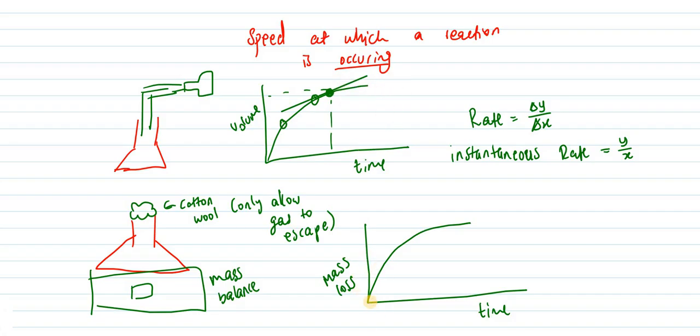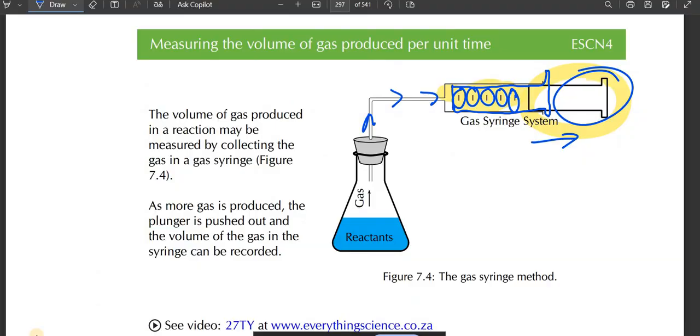You see? So even here, we are still saying there is more and more as time proceeds. What we are actually saying is that as time proceeds, more and more mass is being lost. That's why the graph is like this. More and more mass is being lost. You understand? Until we no longer have mass being lost, whereby now when it's constant, we say the reaction is complete.